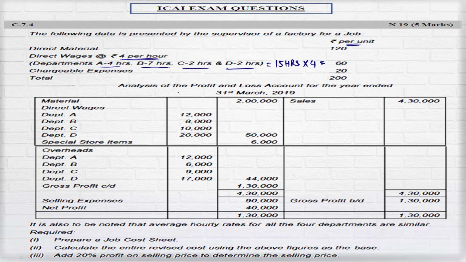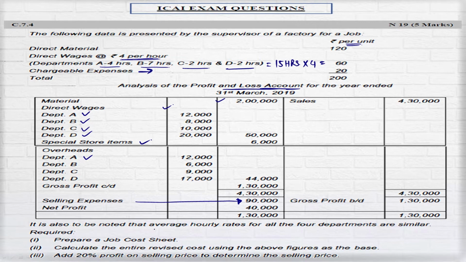Analysis of the profit and loss account for the year ended is as follows. Now this is total figure, right? Because this is profit and loss account, so this is total figure. What are direct wages in department A? 12,000. What is overhead in department A? 12,000. Direct wages in department B, C, D, special stores item is 6,000 and overheads are given. So there is material 2 lakhs, direct wages, and there is the store special stores item, and this might be the chargeable expense. And there are also selling expenses of how much? 90,000. And your net profit is 40,000.